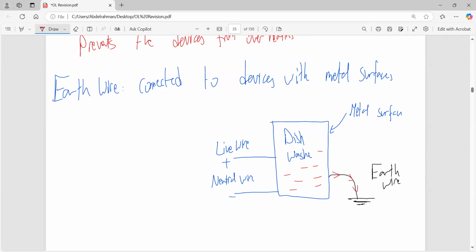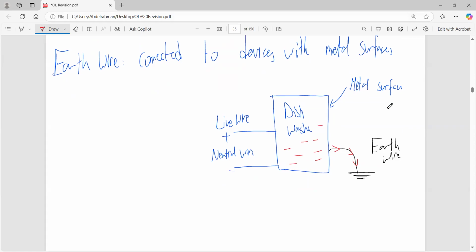So any device with a high voltage, high current, or whatever, if this device has a metal surface, then this device must be earthed. It must be connected to an earth wire. If it's not connected to an earth wire, then there is a possibility that you might get electrocuted, if the live wire touches the metal surface. Okay, this is the earth wire.